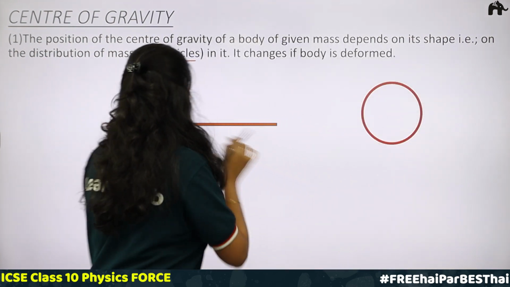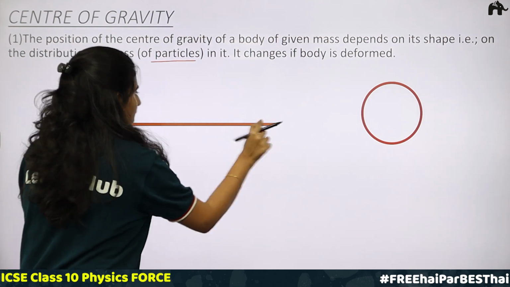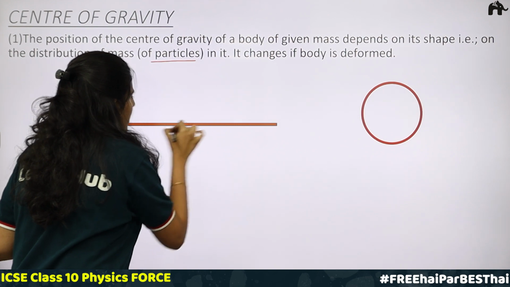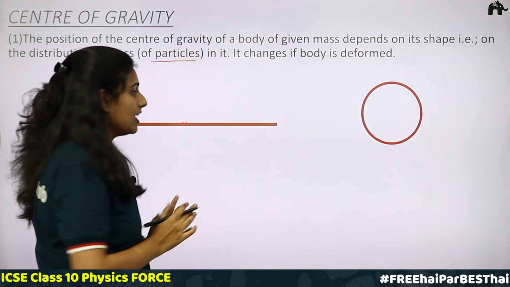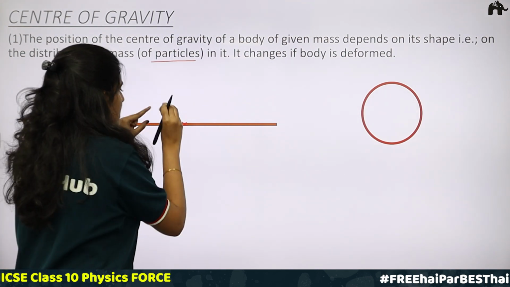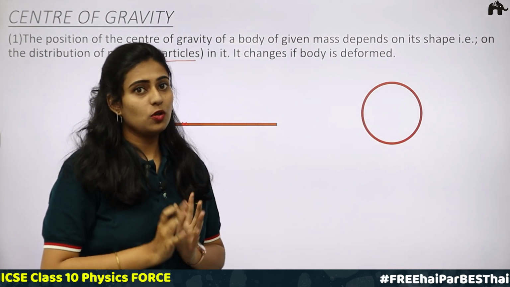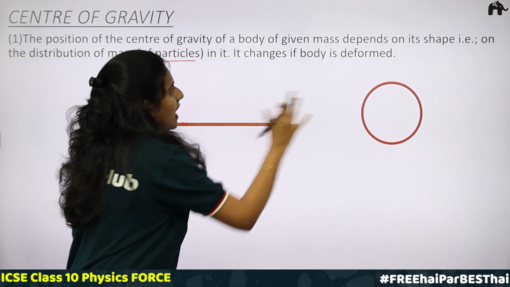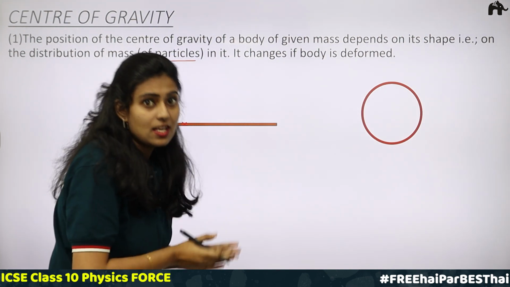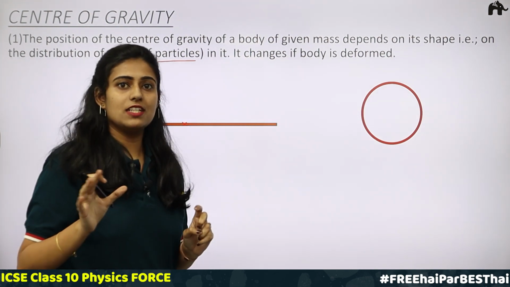Now consider the case of a metallic wire. Here I have taken a metallic wire. This is a straight wire. Where does the center of gravity lie? Almost at the center. If it is a 10 centimeter long wire, then at 5 centimeter you will be having the center of gravity. When the same wire is bent into the shape of a circular ring, you know what happens? Then the center of gravity changes. That is, when the shape of an object changes or the shape is deformed, the center of gravity will also change.